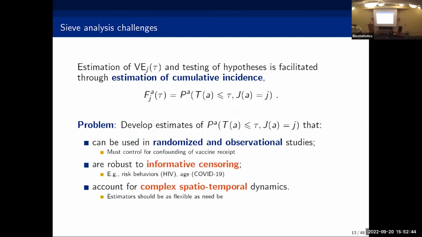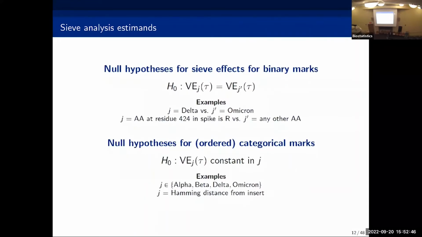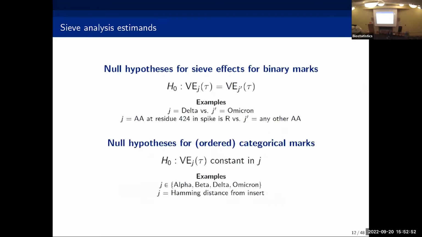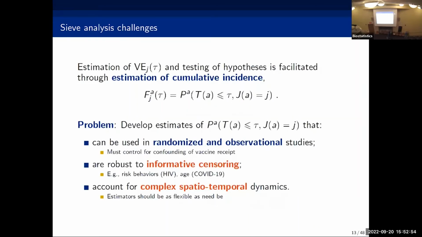Okay, so the name of the game for sieve analysis is that we need to estimate the strain-specific cumulative vaccine efficacy. What are the ingredients of that? It's estimating a cumulative incidence. If we can estimate this cumulative incidence under vaccine and under placebo, for each type of strain we're interested in, then we can do all the sorts of testing of the sieve null hypotheses that we like to do. This is, of course, a very classical problem in survival analysis, right?